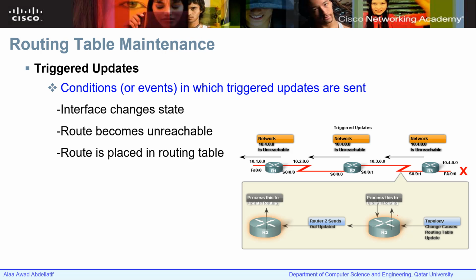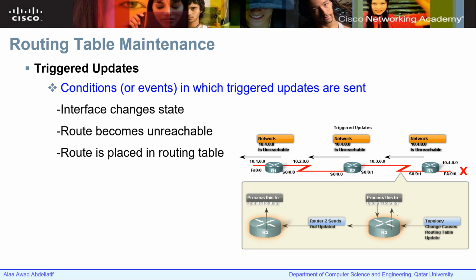Second is one route becoming unreachable. For example, if I am sending to a specific route to a certain destination, and this route goes down, it is not connected. If this route becomes unreachable, I have to send to all other routers, take care, these routes are now unreachable.